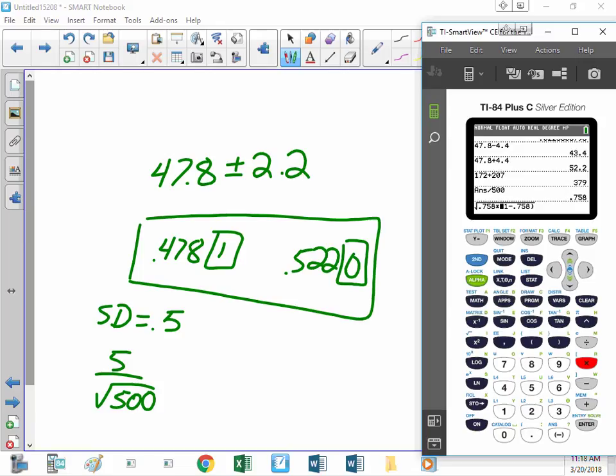Does that make sense? That is my SD. To get an SEP, divide by the square root of 500. 1.9%. We good? Yeah? All right.